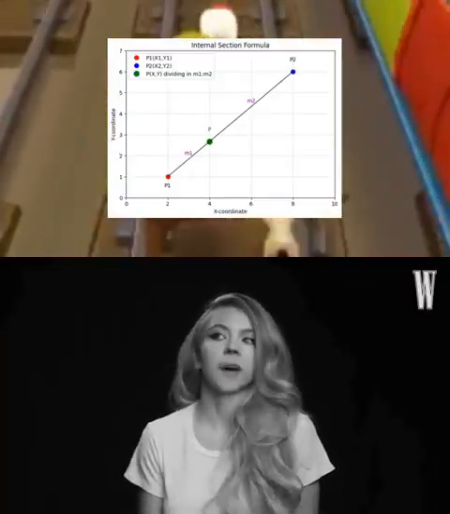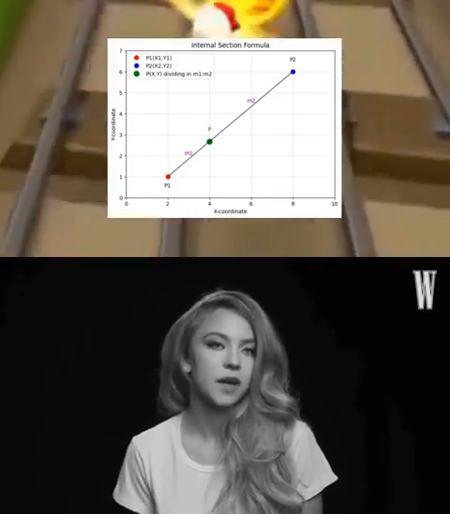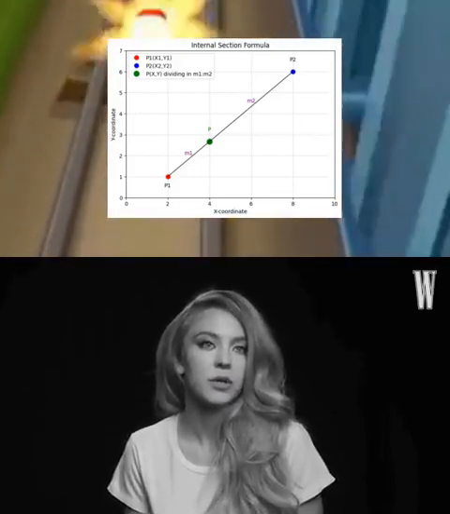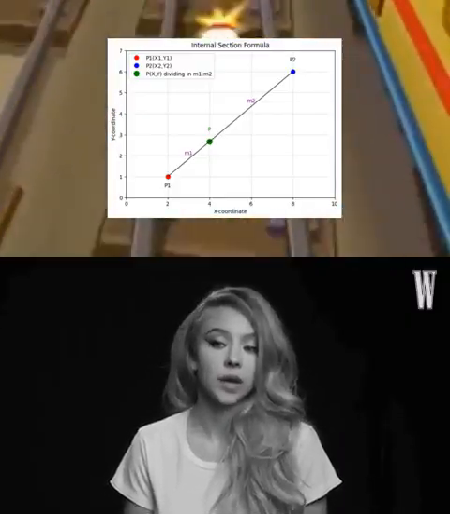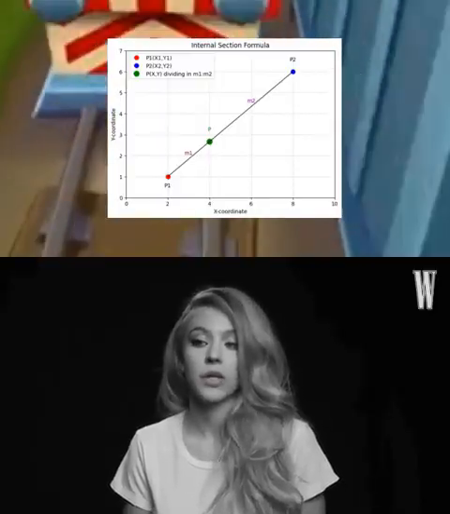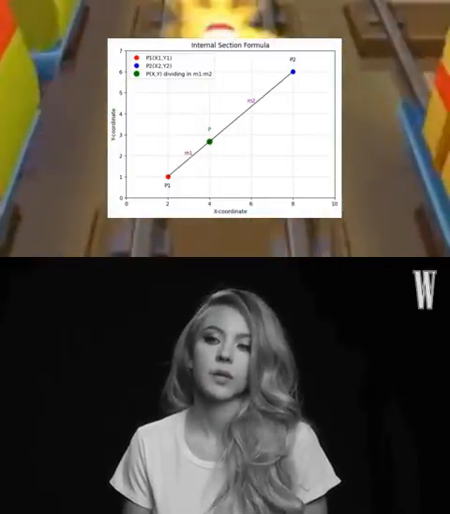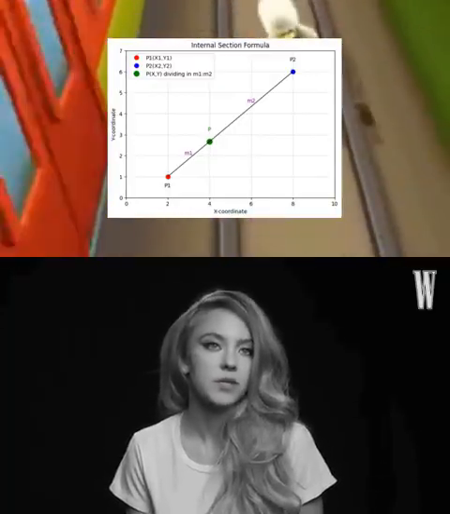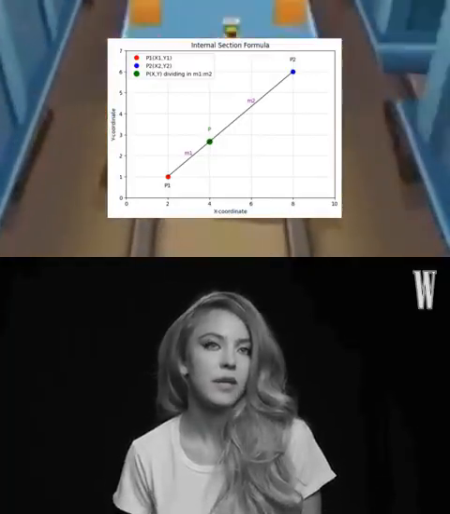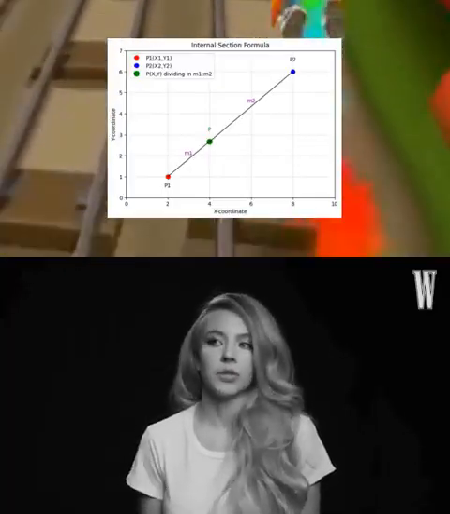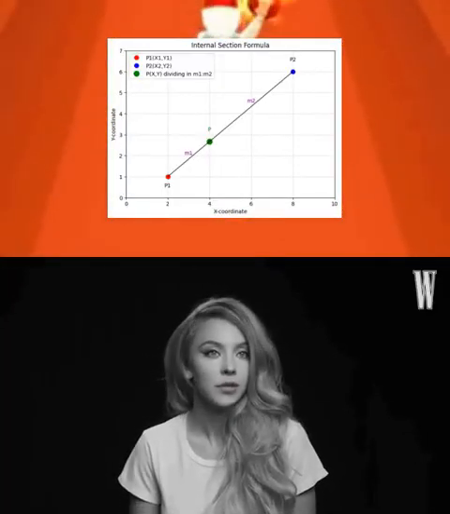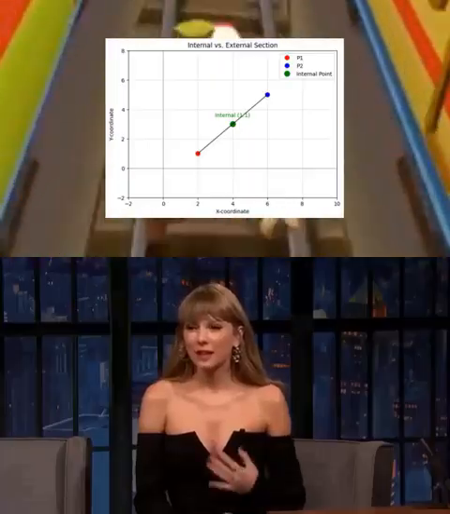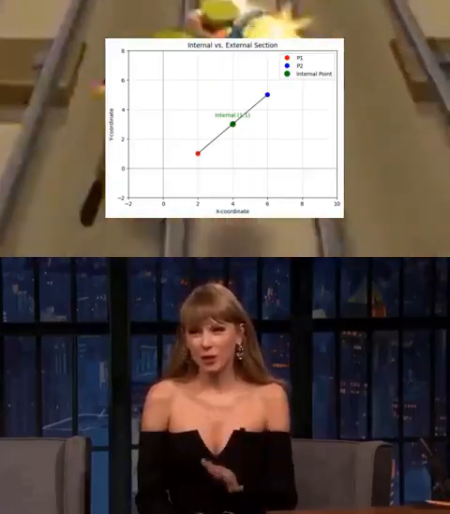It helps you find the coordinates of a point that divides a line segment in a given ratio. If a point P divides the line segment joining P1 at (x1, y1) and P2 at (x2, y2) internally in the ratio m1 to m2, then its coordinates are calculated by a specific formula. For the x coordinate, it is m1 times x2 plus m2 times x1, all divided by m1 plus m2. And similarly for the y coordinate.